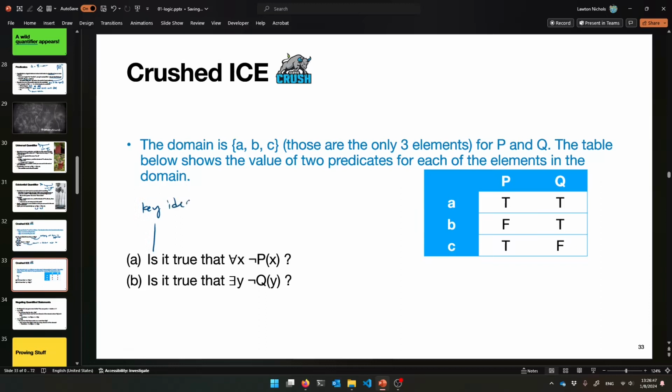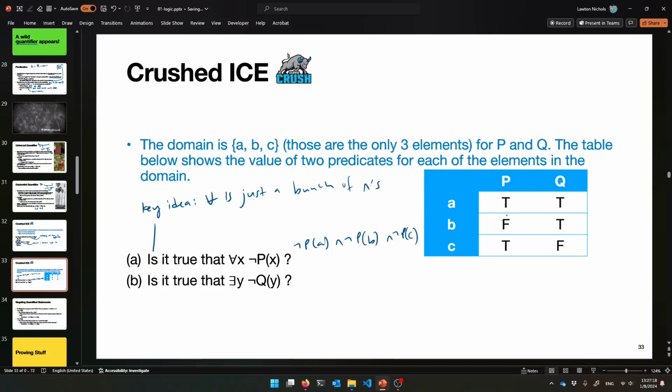Sometimes your domain is infinite, but this is still a good thing to think about. When you have a for all, it's just a bunch of ands. If you don't see that, let me show it to you. This is trying to claim that for all x, not P of x is true. So that means it's claiming that not P of A is true, and not P of B is true, and not P of C is true, for everything in this domain.